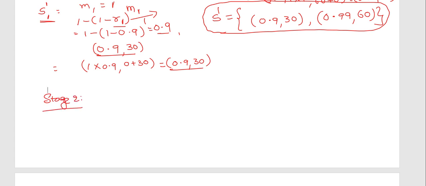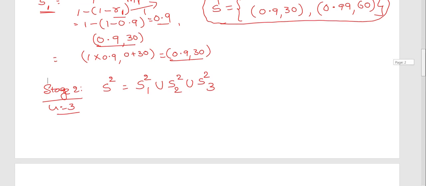What is stage 2? S square. What is u value? 3. That is, we can make a maximum of 3 copies. So see this one, how can we write S square with 1 copy union S square with 2 copies union S square with 3 copies. So step by step we are calculating each and every one, and always multiply with the previous S power 1 value.